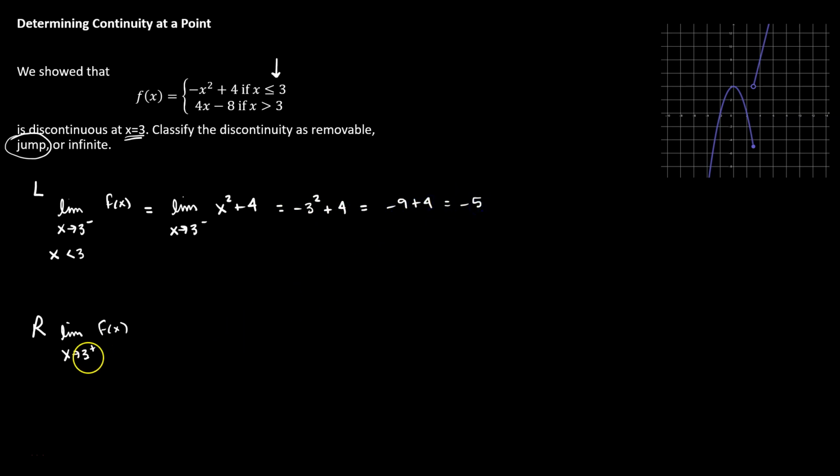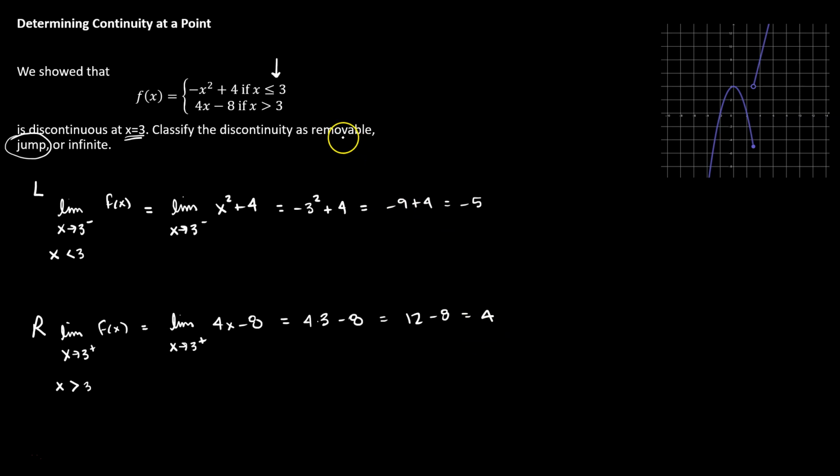And then we'll move down to the right limit. If we are letting x approach 3 from the right, then the x values that we're approaching 3 with are bigger than 3. So we'll have to use the bottom definition of our piecewise for this limit. And then we use direct substitution to evaluate this limit. And we get 4.